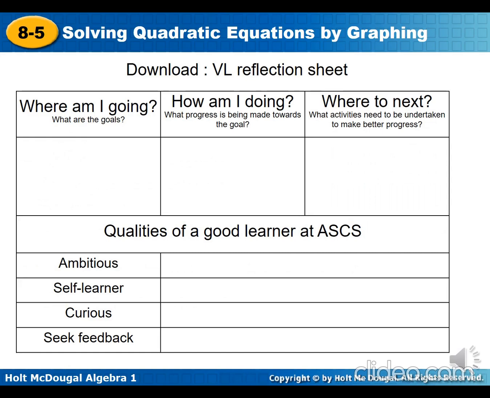Next, I want you to download the VL reflection sheets. In this worksheet, we're going to talk about the 3 levels or the 3 phases that we're going to go through in this lesson. What are the goals in this lesson? What progress did we make in the previous lessons to get to this lesson? And what are the next steps that we're going to take, or what can we do to make things better? We're going to talk about qualities of good learners at ASCS. How can we implement these in our lesson, solving quadratic equations by graphing?